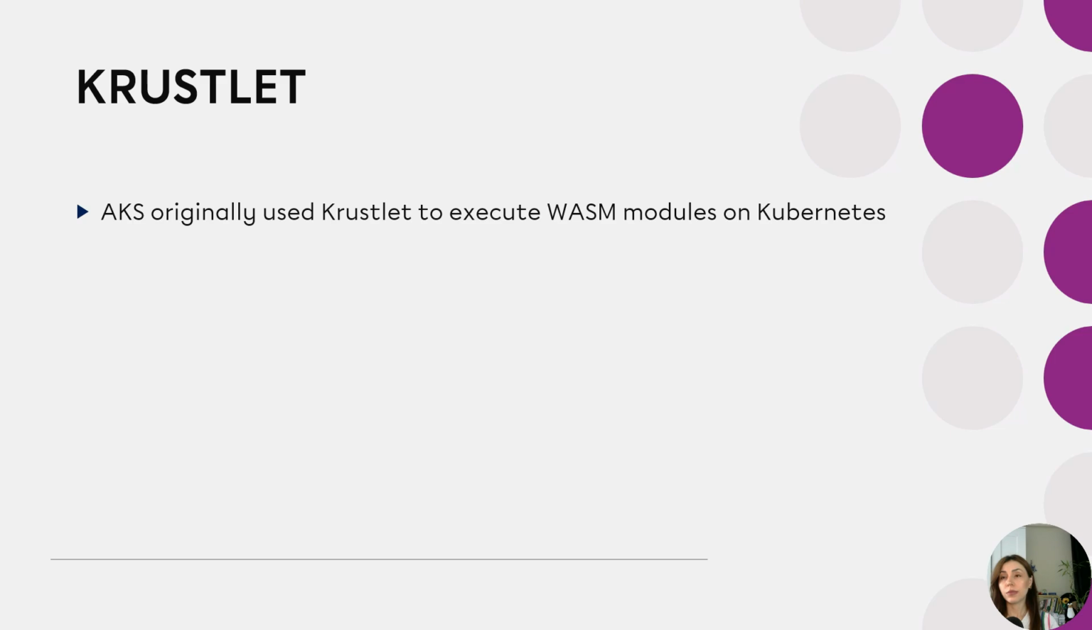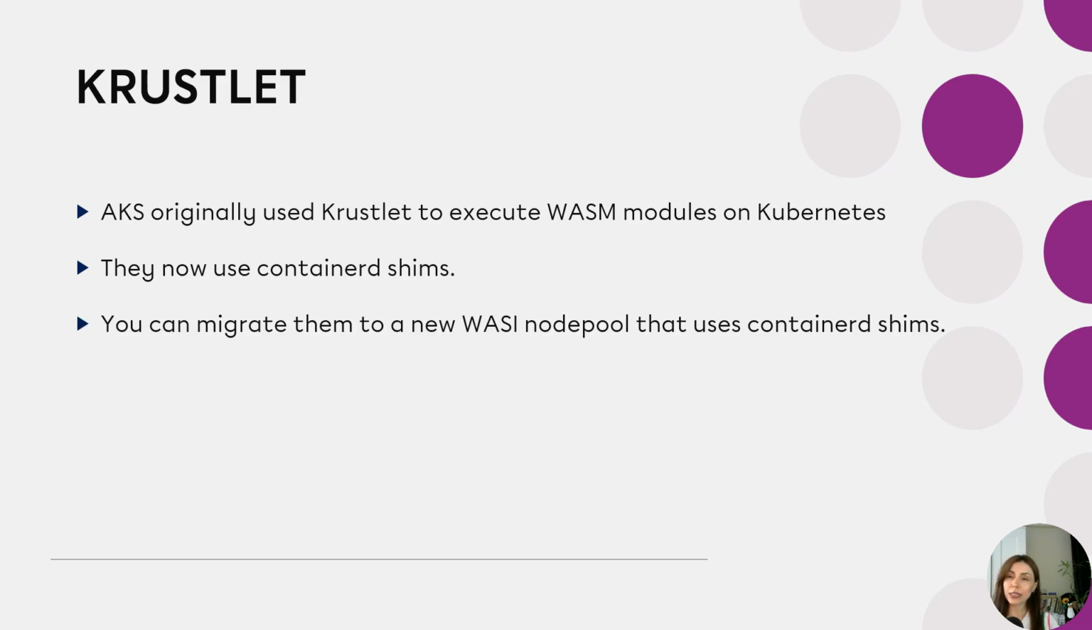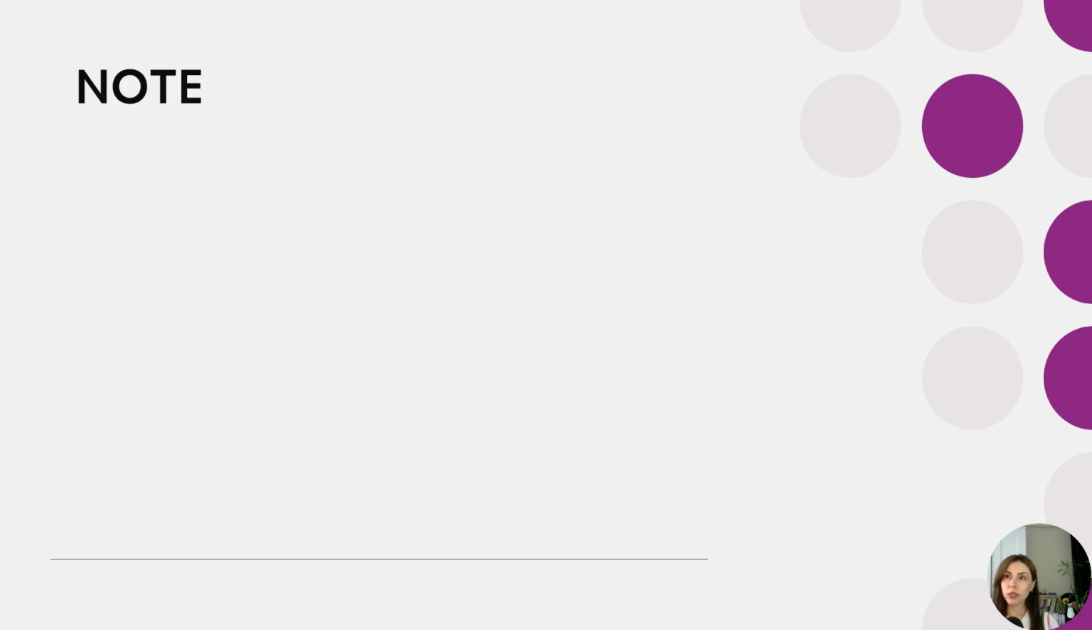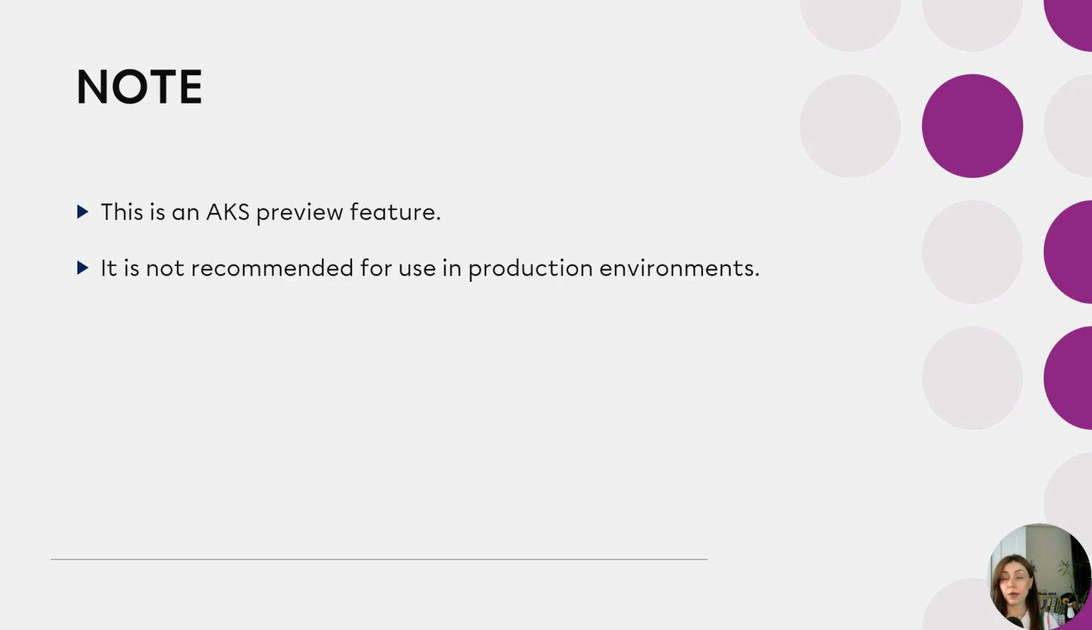Here, two things change with time. AKS originally used Krustlet to execute WASM modules on Kubernetes, but they now use containerd shims. If you continue to use Krustlet-based WASI node pools, you can migrate them to a new WASI node pool that uses containerd shims. Let's add some notes here. This is an AKS preview feature. Therefore, it is not recommended for use in production environments because you may not be able to get help. However, you can use it in a development and test environment if you want.